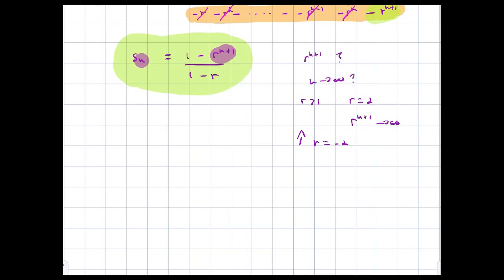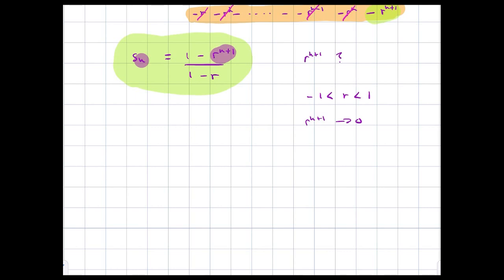But it should be pretty intuitive that if r is in between 1 and negative 1, then r to the n plus 1 goes to 0. So the limit as n goes to infinity of r to the n plus 1 is 0, right? If I take 1/2 and I square it, I get a 4th. I cube it, I get an 8th. I raise it to the 4th power, I get 1 over 16. It goes to 0. Same thing if it's negative 1 over 2.